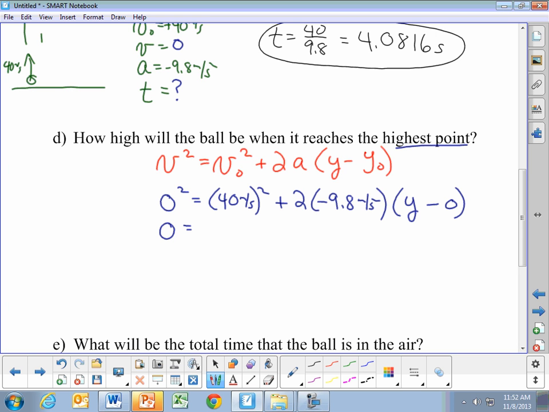So we have 0 equals 40 squared, which is 1,600. So we have 0 equals 1,600, and 2 times negative 9.8 is negative 19.6 times y. And so when we solve for this height, it's 1,600 divided by 19.6, and we get 81.633 meters.